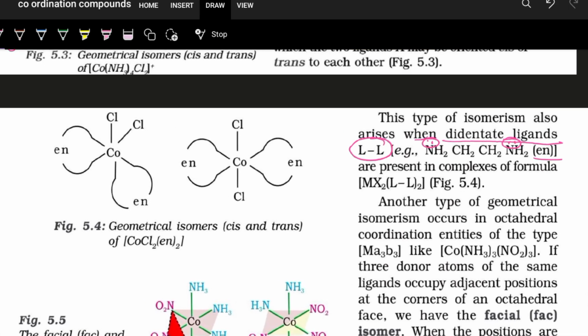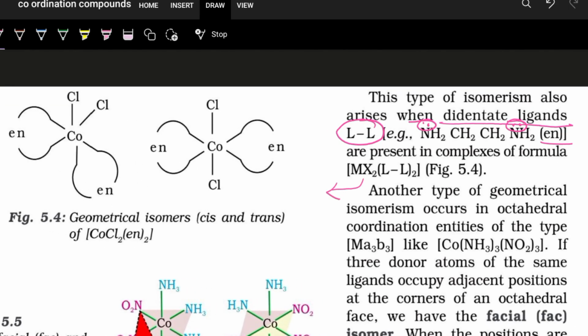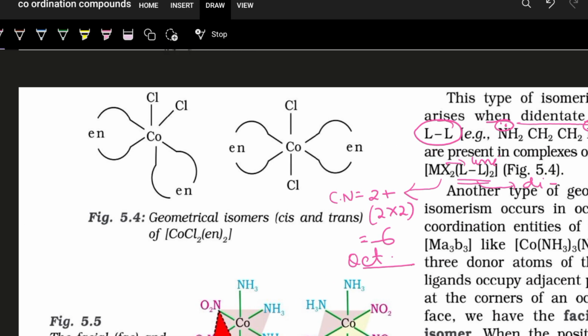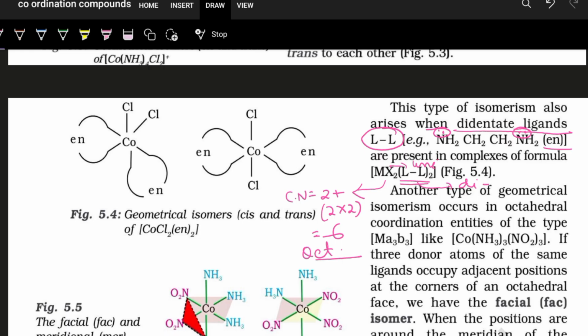So here, what is your coordination number? If X is your unidentate ligand and this is your didentate ligand, then the coordination number is equal to 2 plus 2 into 2, which is equal to 6. So the geometry which is possible is octahedral. If this is the octahedral geometry that you can see, it can exist as cis and trans form.